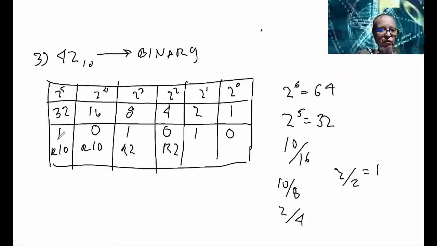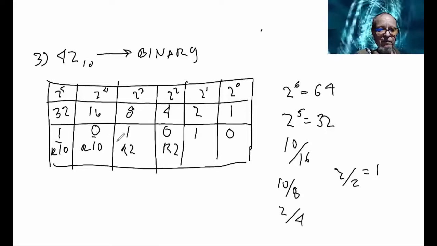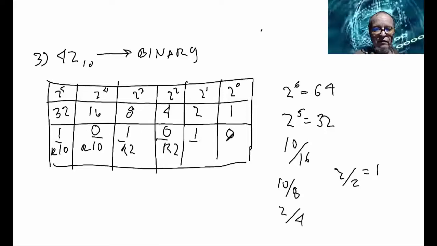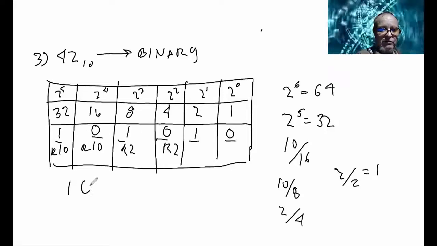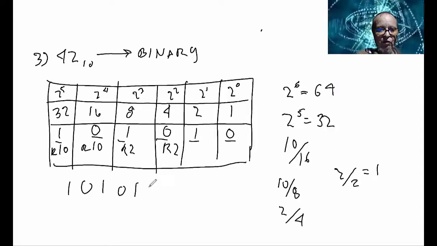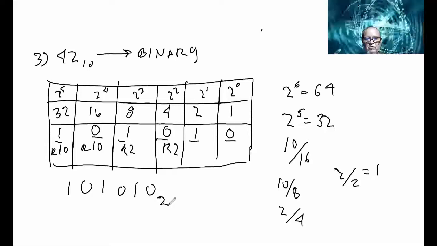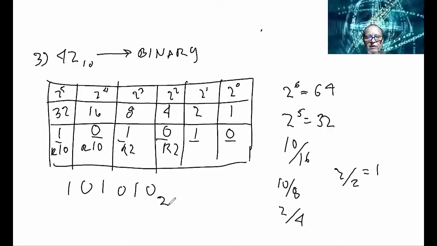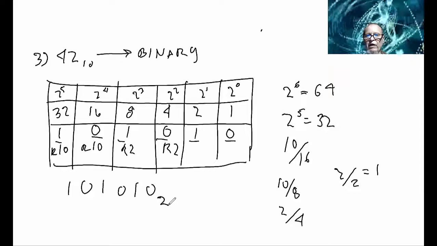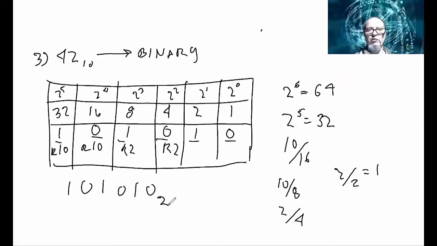So now we can write the whole number here. We have 1, 0, 1, 0, 1, 0 in binary. That's why there's a subscript there. That's telling us it's binary, and that's what we would hope that it would be.